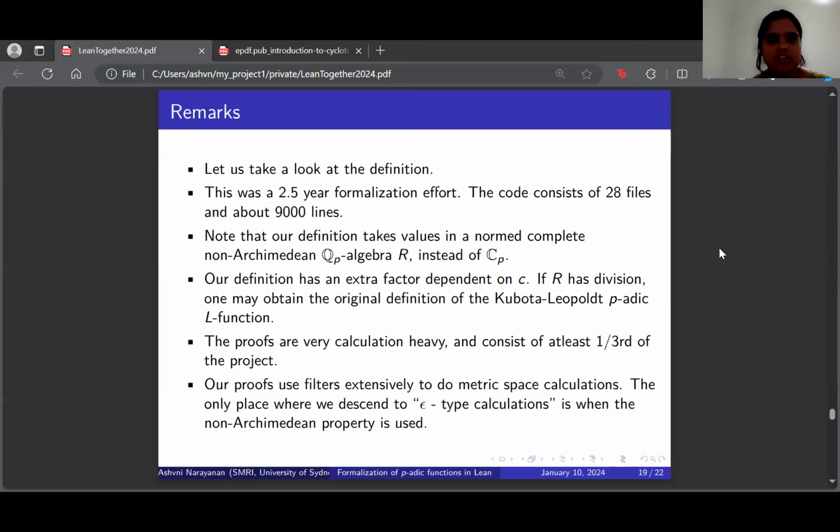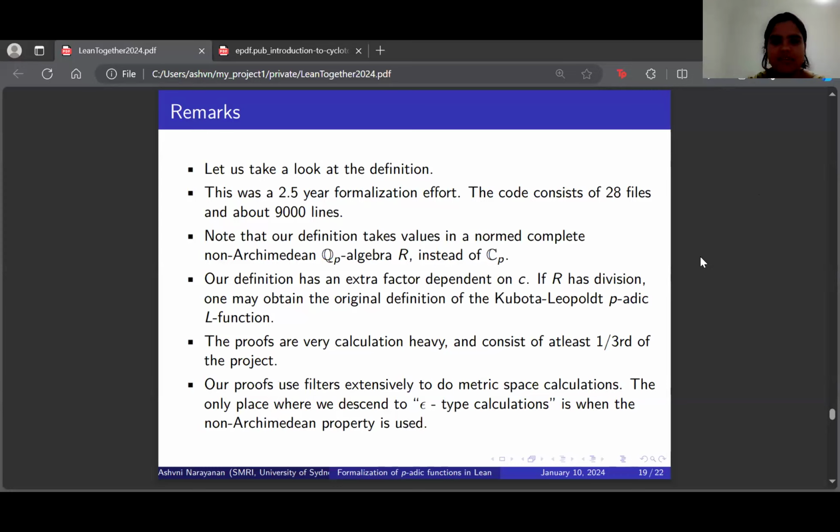All right. Okay. So a few more things that I would like to say. So this took me 2.5 years to formalize. This was actually my PhD thesis. And the code I just showed you has 28 files and about 9,000 lines of code after 3 refactors. The first time it was around 16,000.